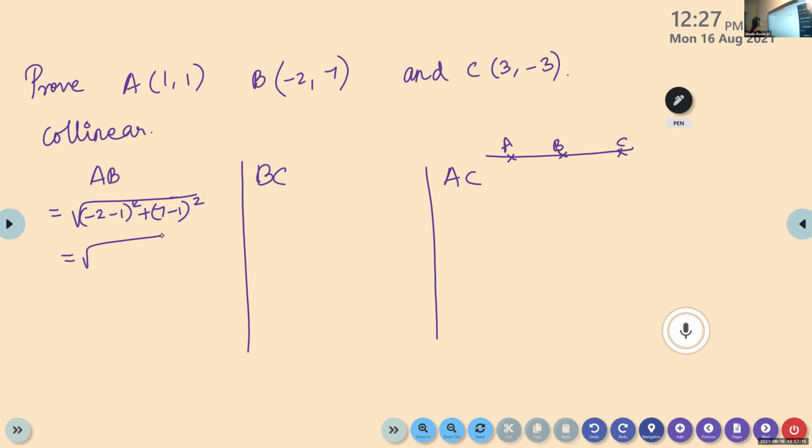Lolita, what is AB, Lolita? What is the value of AB? Okay, Surya. Surya, give the distance AB.